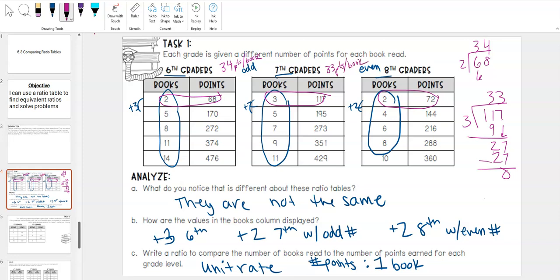And then the last one is 8th graders, and we've got 72 divided by 2. So that's going to be 3. 2 times 3 is 6. And then that's going to be 6, which is 12. So this is 36 points per book.